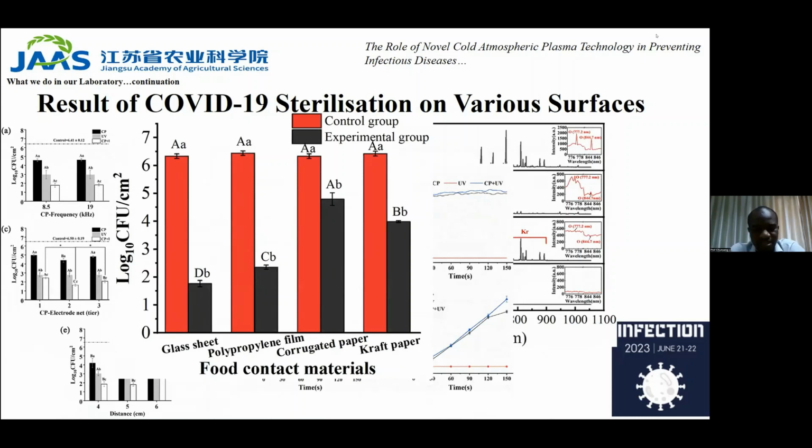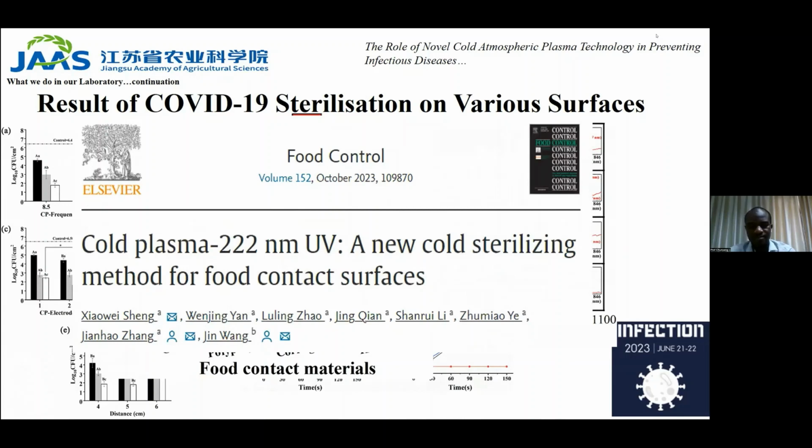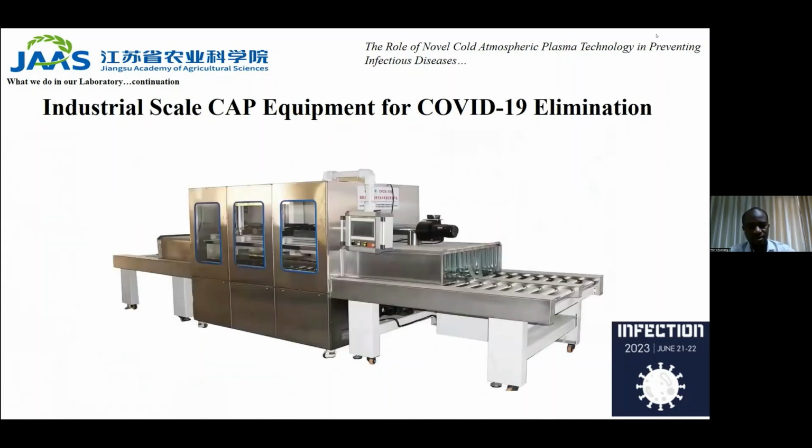We tested the device on various surfaces: glass sheet, polypropylene, corrugated paper, and kraft paper, because we can get COVID-19 from these surfaces. That's why we tested these surfaces, and we have a very good result. We also published a paper based on the result we obtained. And right now we are trying to build an industrial scale cold atmospheric plasma equipment for the elimination of COVID-19.